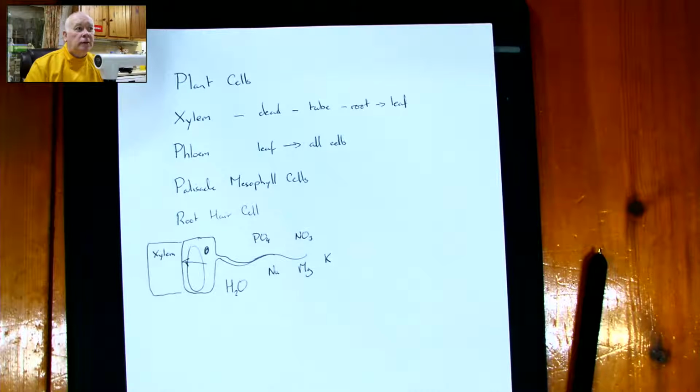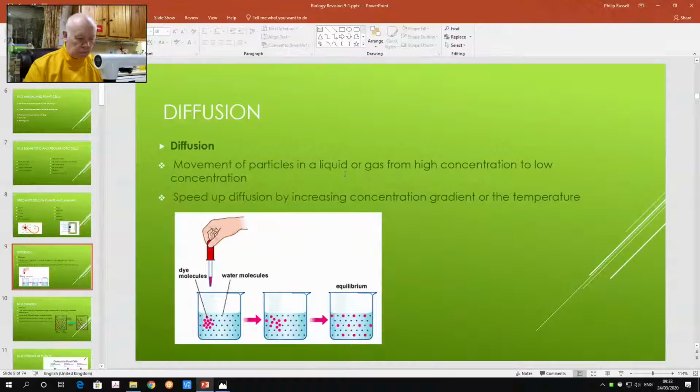Our next and last thing that we're going to have a look at here is diffusion. Diffusion is the movement of a substance from a high concentration to a low concentration. And we can speed that up with simply increasing the amount of stuff we have, or by increasing the temperature.